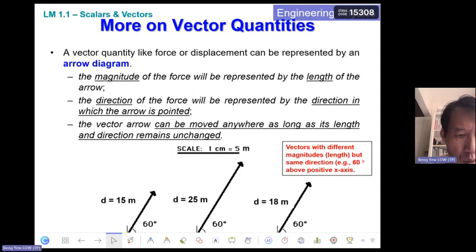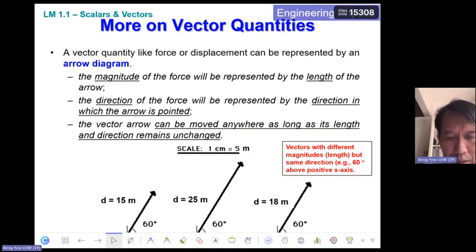How do we draw and interpret vector diagrams? Vector diagrams are graphical representations of vector quantities. We use arrows to show the magnitude and direction of the vectors. The length of the arrow is proportional to the magnitude of the vector, and the direction of the arrow is the same as the direction of the vector.